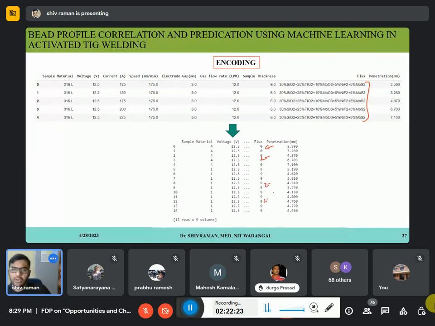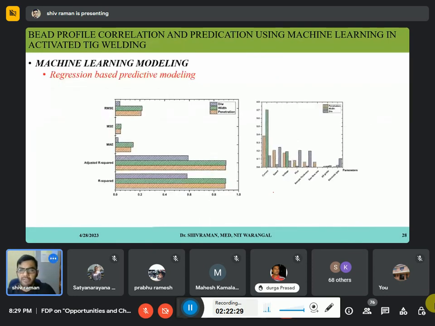So once all columns have been changed into a numerical data set, we applied random forest machine learning, and here we have applied a regression based machine learning approach and a classification based machine learning approach. The regression based approach's performance was evaluated by root mean square error, mean square error, mean absolute error, adjusted R square, and so on. Here we can see the R square values for penetration and width are significantly high, which is close to 80%, 85%. But for D by W ratio, it was quite lower.